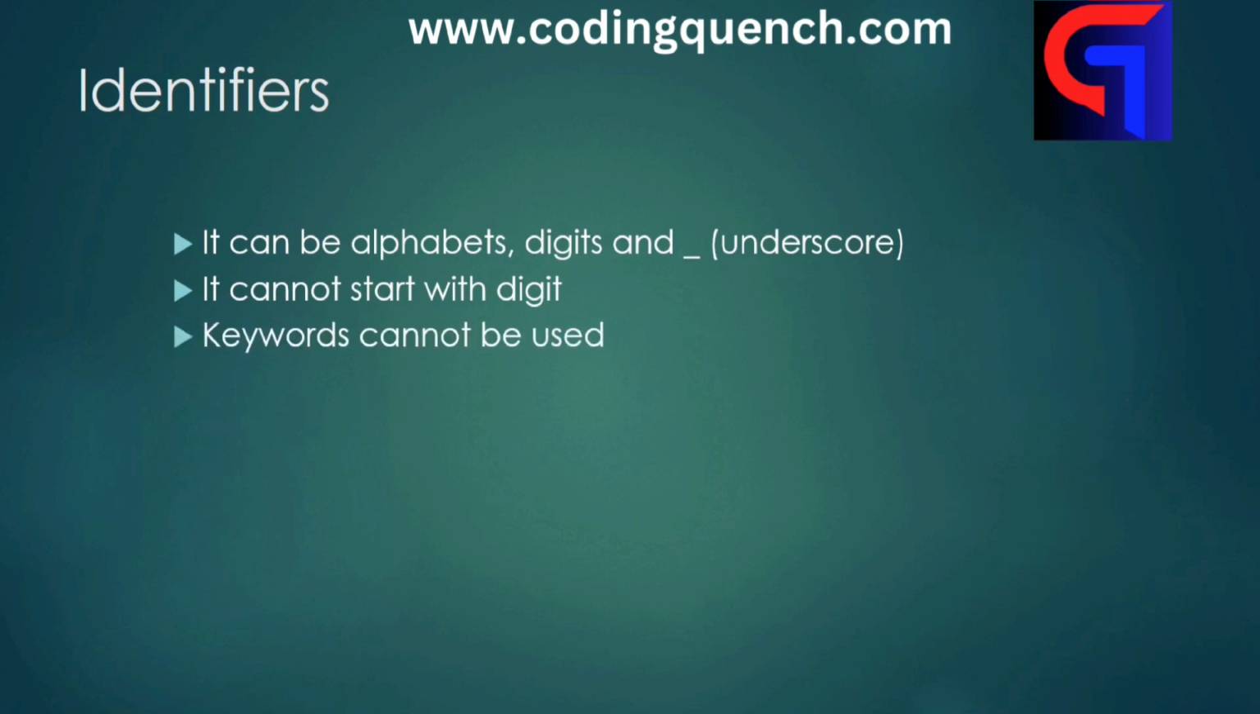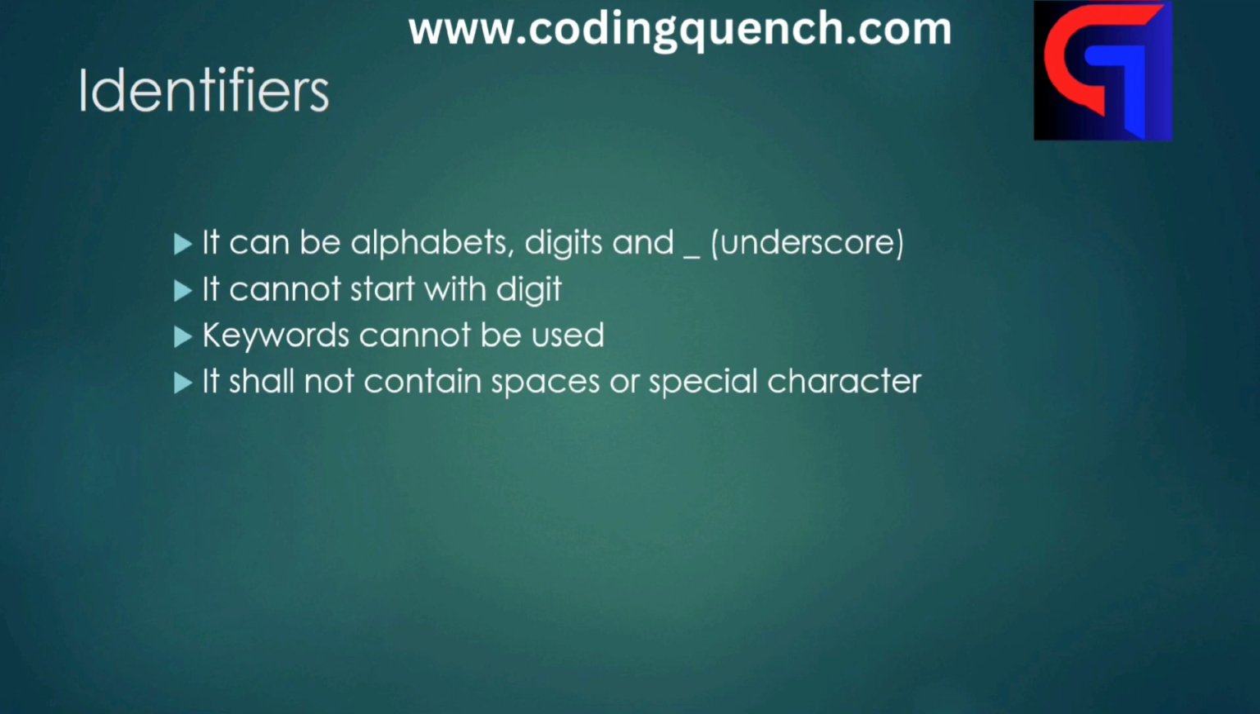We have seen that there are 32 keywords. They cannot be used as an identifier because the system may get confused whether it is an identifier or it has some specific purpose. Keywords are for predefined tasks. That's why we will not use keywords as identifiers. It shall not contain spaces or special characters. You cannot use any characters other than alphabets and digits, but the only exception here is underscore. Underscore we can use in identifiers.